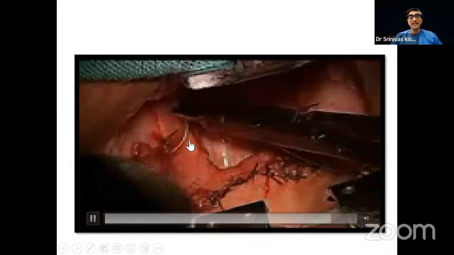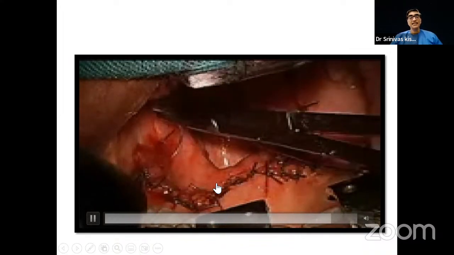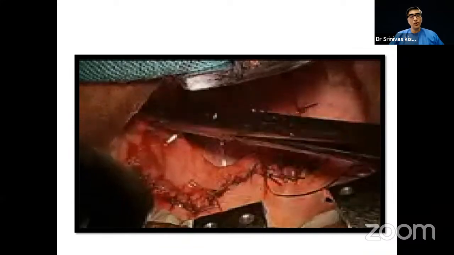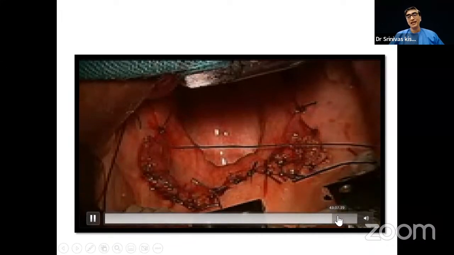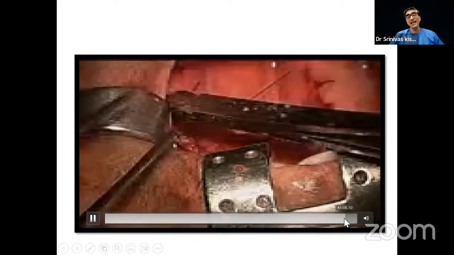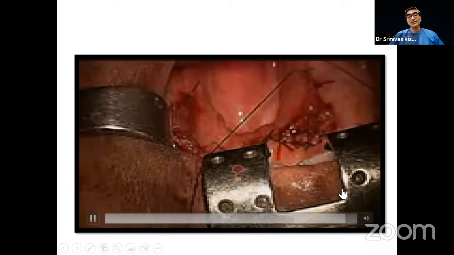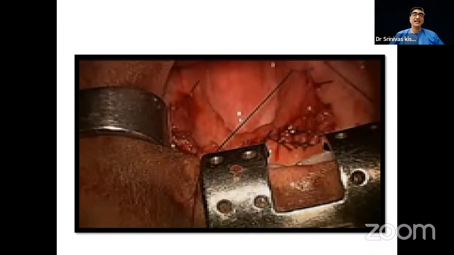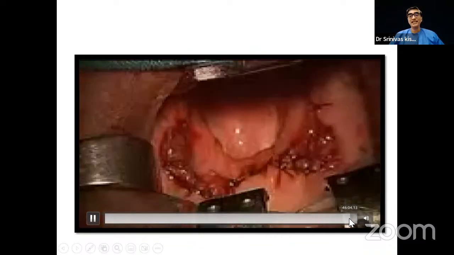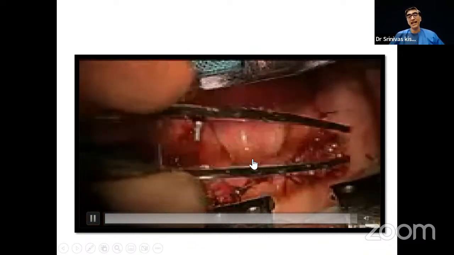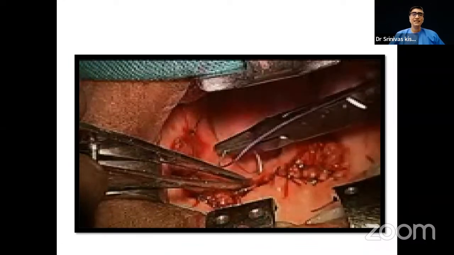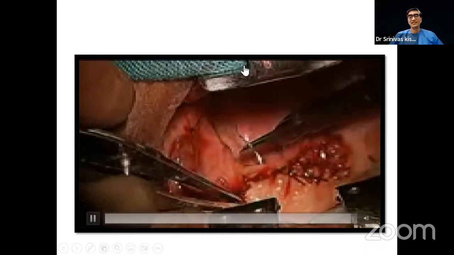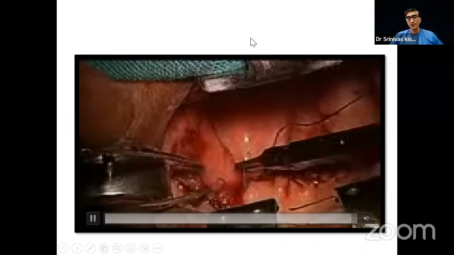So the end result is a procedure like this. But these are all gruesome procedures. Slowly things have changed to barb, because you'll get the same result when you do barb. And this is a uvula non-sparing procedure and extremely painful. So this is how it looks at the end of the procedure. Very, very gratifying for that day and time, but nowadays it's not one of the best things to do.